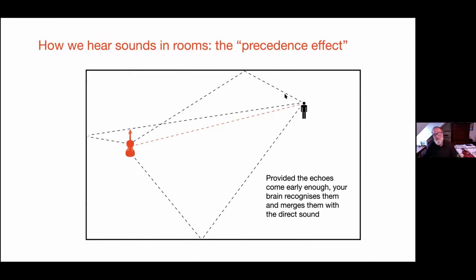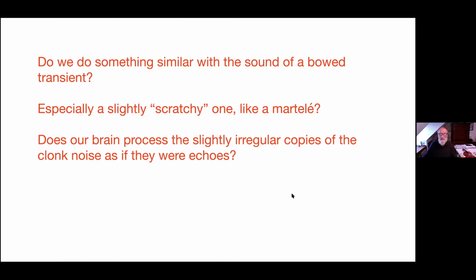Now in rooms, it's definitely helped by the fact that they're coming from different directions. But even in a monaural sense, there is something of this effect. Now you think back to that violin transient that I was showing. What's it doing? The sound you hear consists of a clonk and then another clonk and a big one and a small one and a little irregular, and then settling into a regular pattern. And then we perceive it differently when it's regular. But the sound of a slightly scratchy transient, like a martelé bowing, has something in common with the sound of the early echoes in a room.